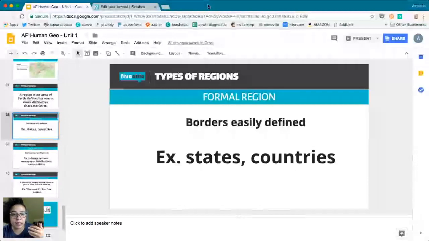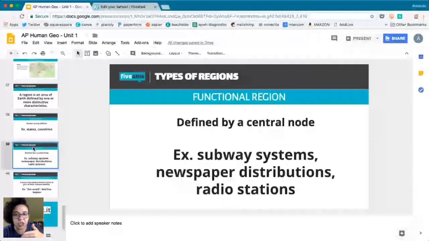Like radio stations, the further away you get from a radio station, the less it works. So you start to listen to a different one, right? You change the radio stations in terms of where you are. Those are functional. You're not going to find a line of where that stops. It's just where I can stop hearing that radio.